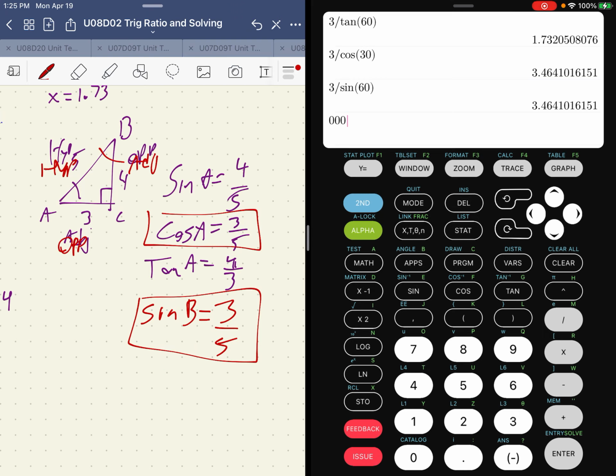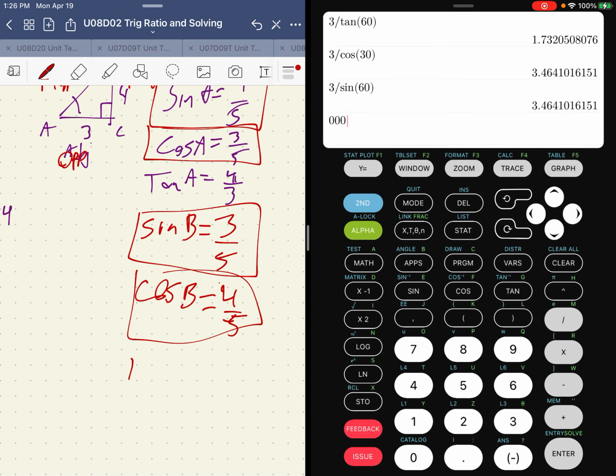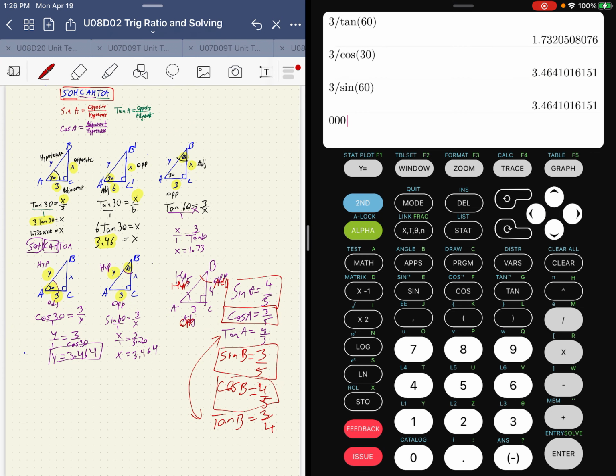So the cosine of B will be equal to 4 over 5, which will be the same as the sine of A. And the last one would be the tangent of B, which will be 3 over 4, which is the opposite of the tangent of A, because the opposite and the adjacent have switched based on the angle we are using. All right.